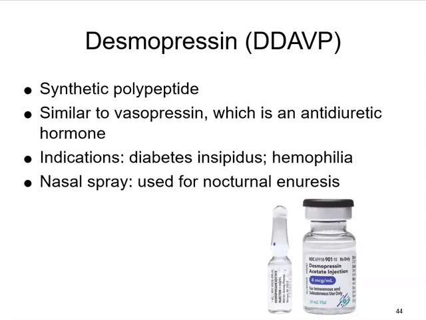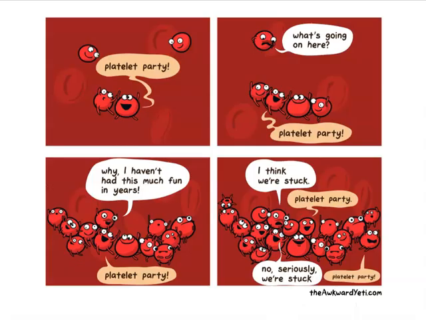And one of the treatments for hemophilia is desmopressin or DDAVP. So this is very similar to antidiuretic hormone, which it's also used to treat diabetes insipidus. If you recall our lectures earlier regarding diabetes insipidus, and also it can be used for bedwetting in the nasal spray. But for our patients with hemophilia, we're going to be using it parenterally.